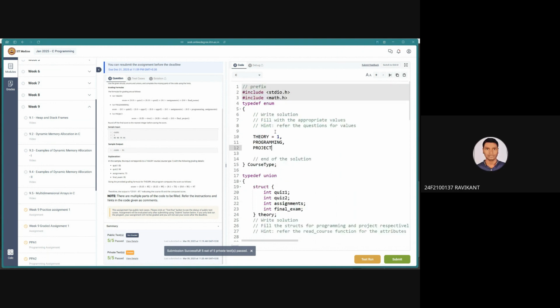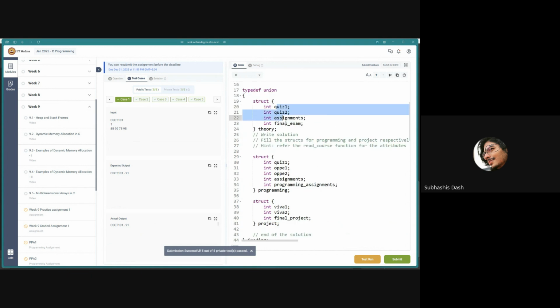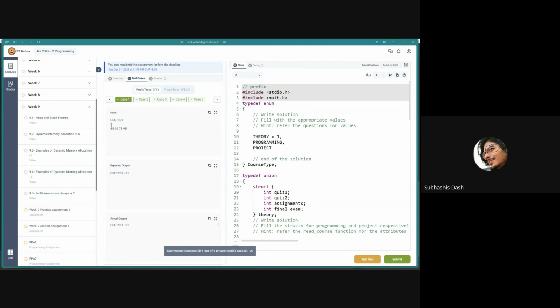Yes, Bhaiya. So firstly, we are defining an enum for a course type. In this one, we have theory, programming, and project. Now, how do you know which one is one, which one is two, which one is three? Just look at the test cases. Notice theory has four criteria, programming has five criteria, and project has only three criteria. So just take however many numbers are there.